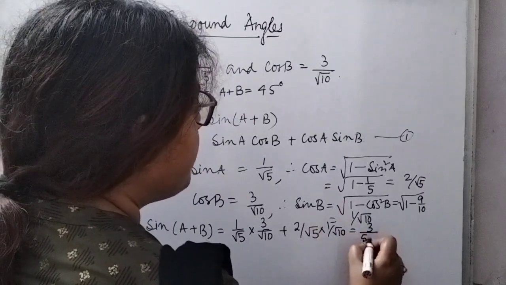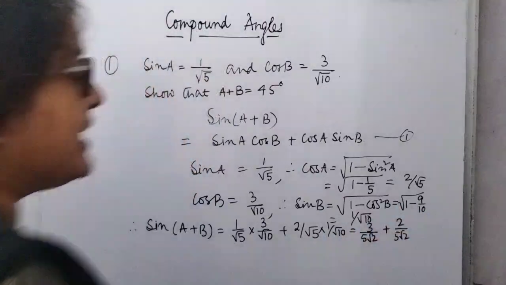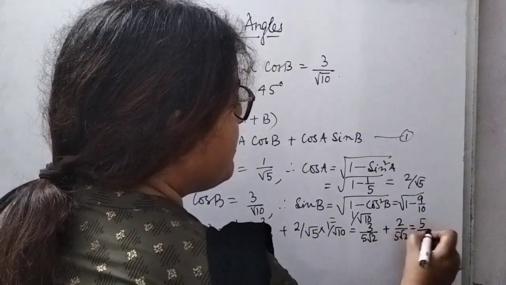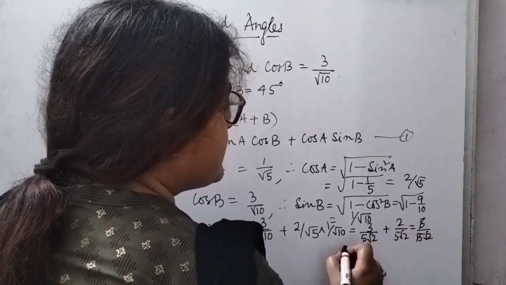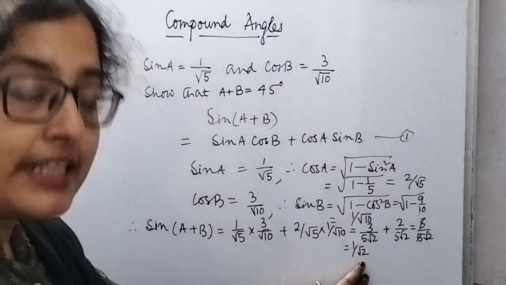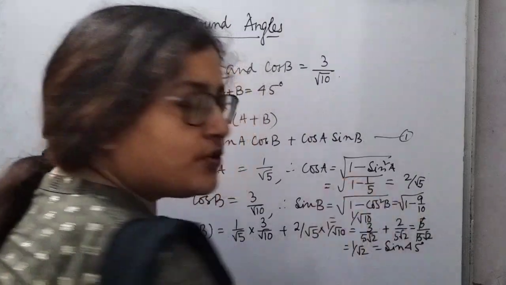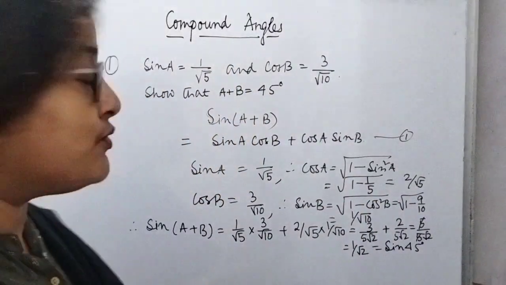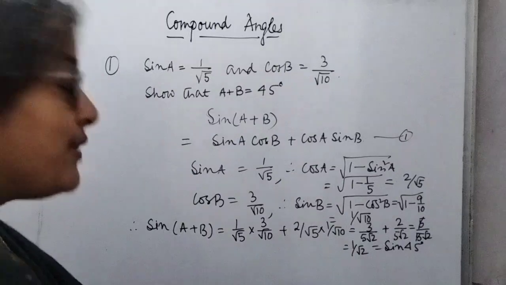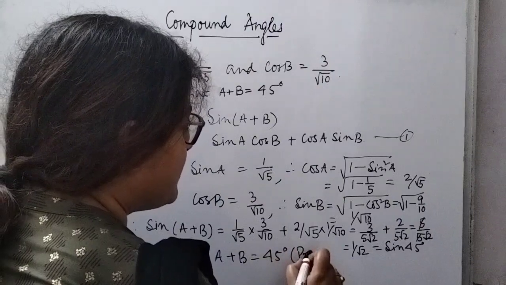root 50, meaning 5 root 2, plus 2 by root 50, meaning 5 root 2. So here we can see as the denominators are the same, this is equal to 5 by 5 root 2, which will give us 1 by root 2. Now sin A plus B is equal to 1 by root 2, and we also know that sin 45 degrees is 1 by root 2. So in this place we can write sin 45 degrees. Isn't it, students? Now I hope you all have understood. As sin A plus B is equal to sin 45 degrees, comparing both sides we can write that A plus B is equal to 45 degrees, and hence it is proved.